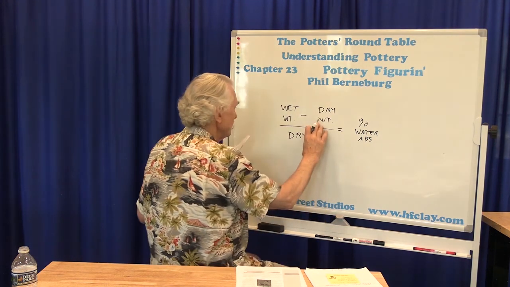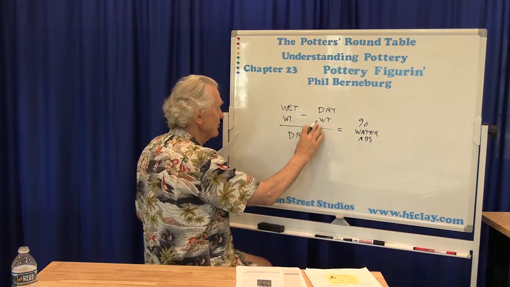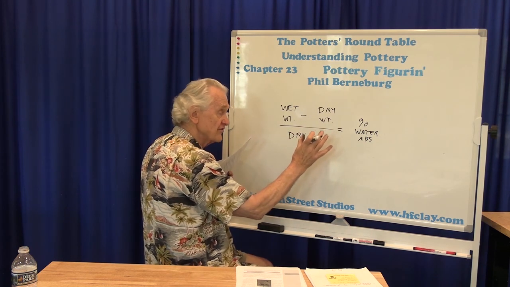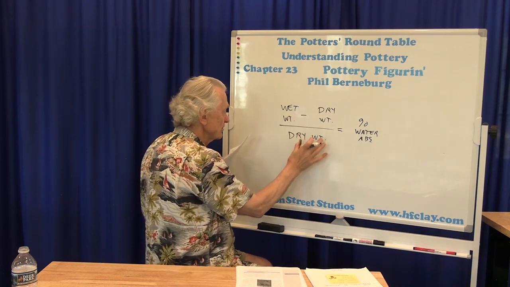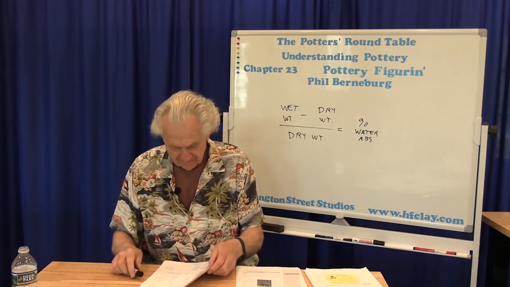Because the wet weight, assuming it's absorbed some water, minus the dry weight gives me just the weight of water that's in the clay. Divide the weight of water by the weight of the clay, and I get what's called the percent water absorption.